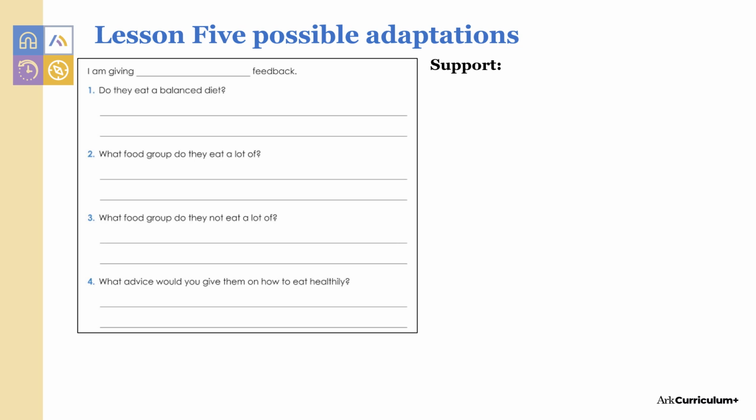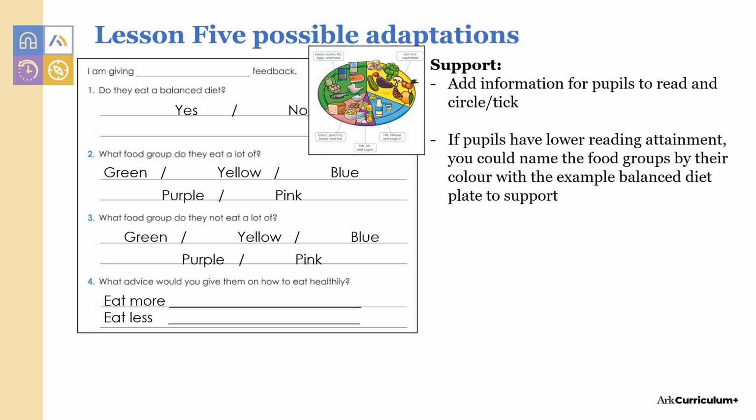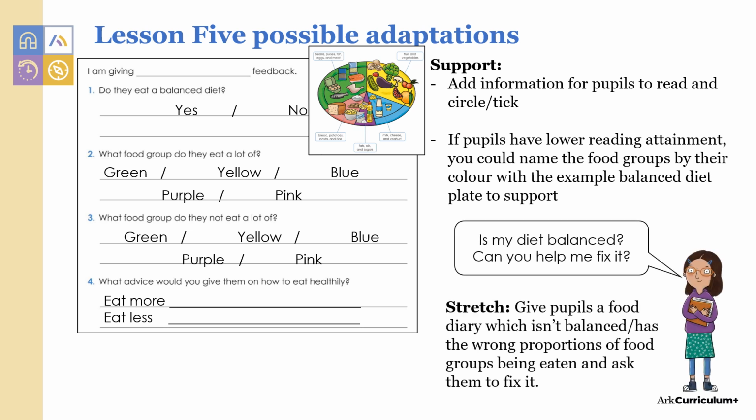In lesson 5, pupils use the balanced diet diagram to answer these questions. To support pupils, you could add information for pupils to read and circle or tick. If pupils have lower reading attainment, you could name the food groups by their colour with the example of balanced diet plate to support. And to stretch pupils, you give pupils a food diary which isn't balanced or has the wrong proportions of food groups being eaten and ask them to fix it.